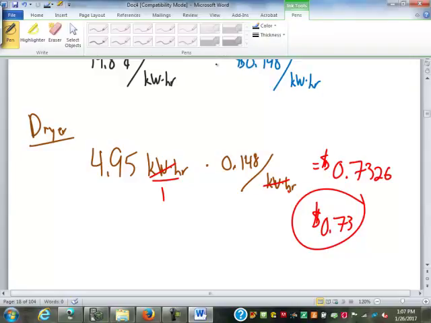Now that's the rate of the dryer. That's assuming it's running efficiently. Most dryers will cost a little bit more than that. You got clogged up vents for the lint vents and stuff like that. But typically about $1 is what it costs to run a dryer for a cycle.